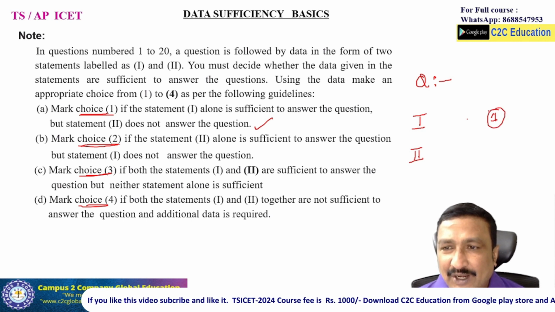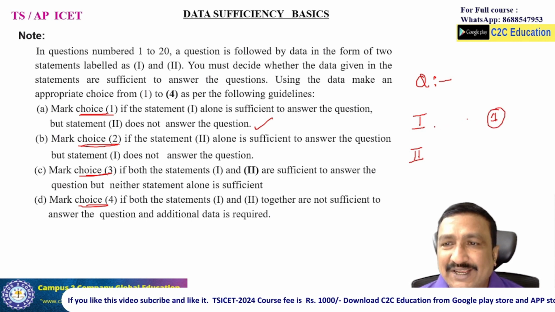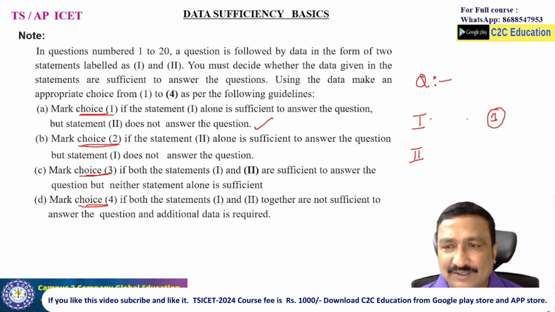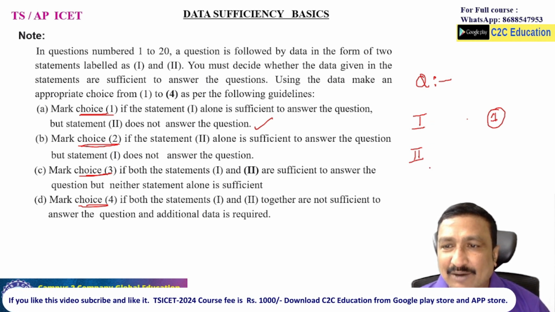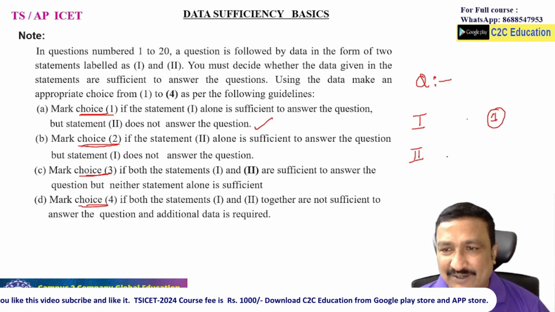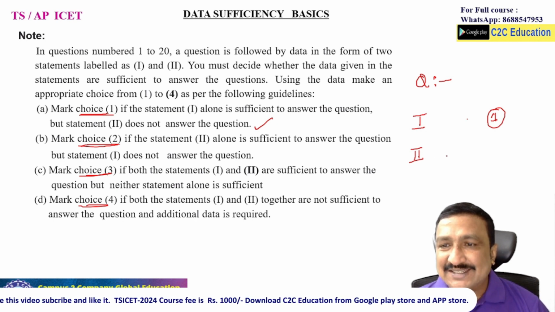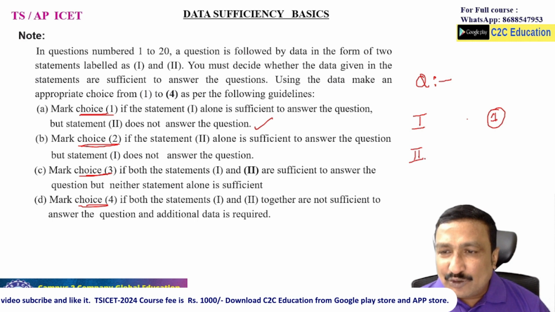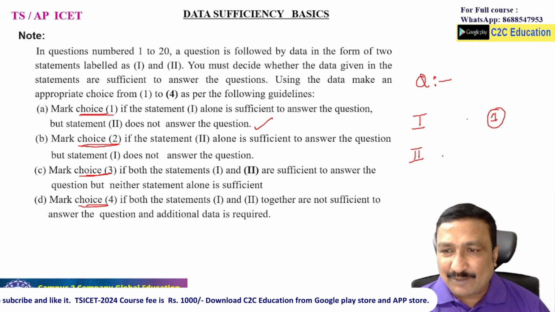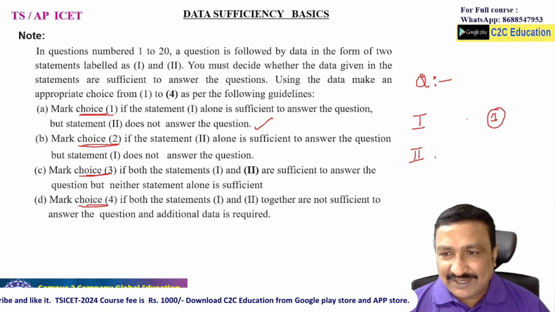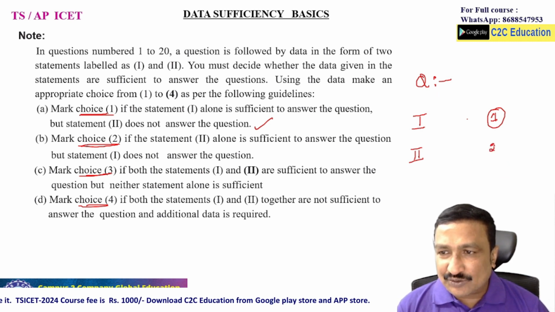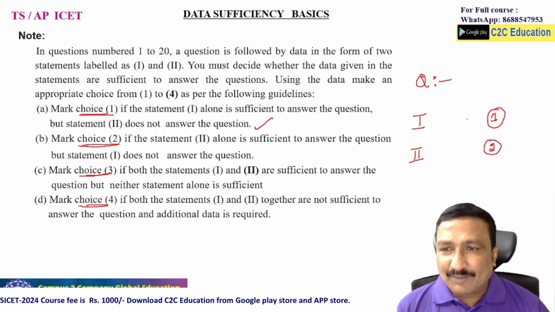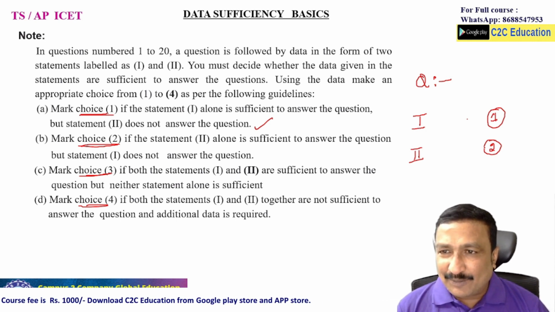Now suppose we are not getting the answer from the first statement. Then immediately we have to look at the second statement. What is the information in the second statement? By using the information in the second statement, if you are able to find the answer for the given question, then you have to mark the answer as choice 2. Is it clear?